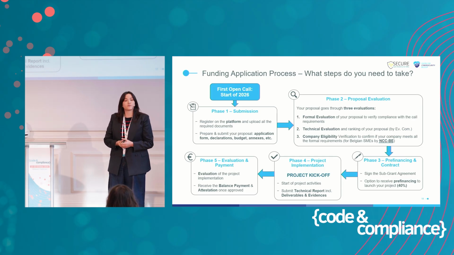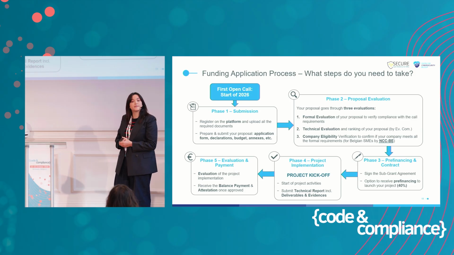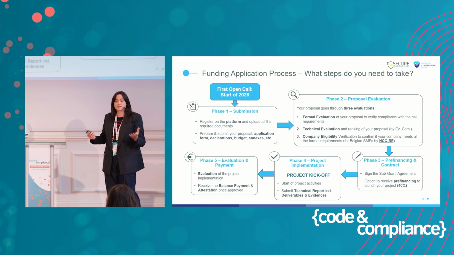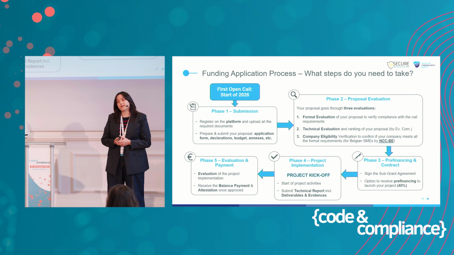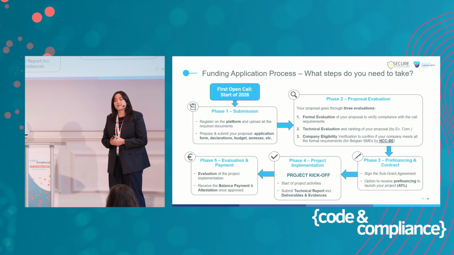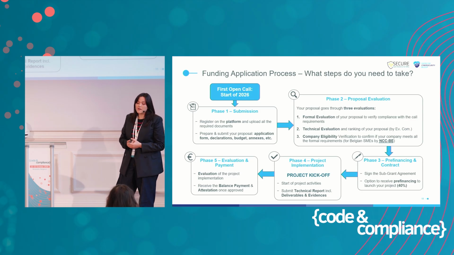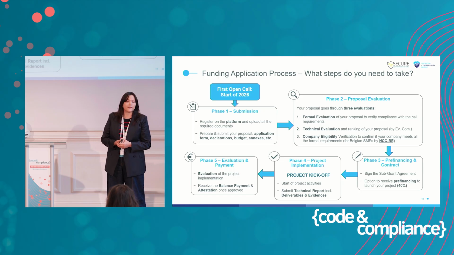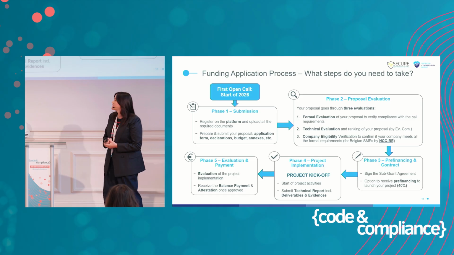Then, if your project is approved, you can sign a sub-grant agreement, and there's also a possibility to receive pre-financing of 40%, to kickstart your project activities. And then we come to the implementation phase, and after completing all your project activities, you just have to submit a technical report. Then this will be evaluated and hopefully approved, and then you can get your balance payment.